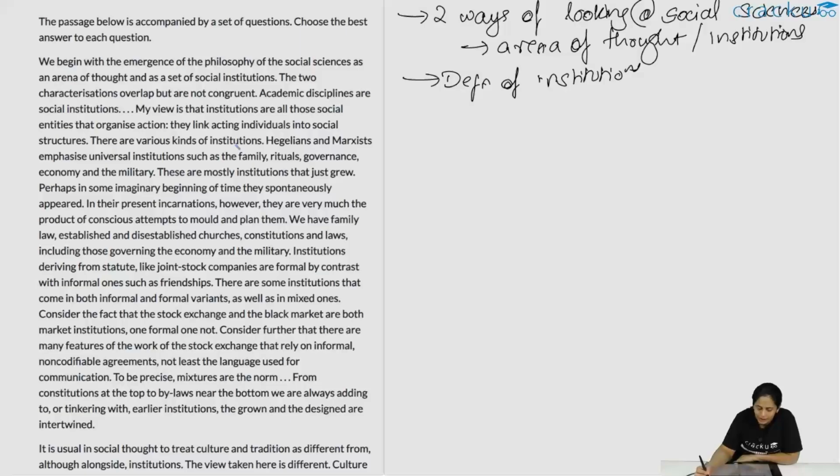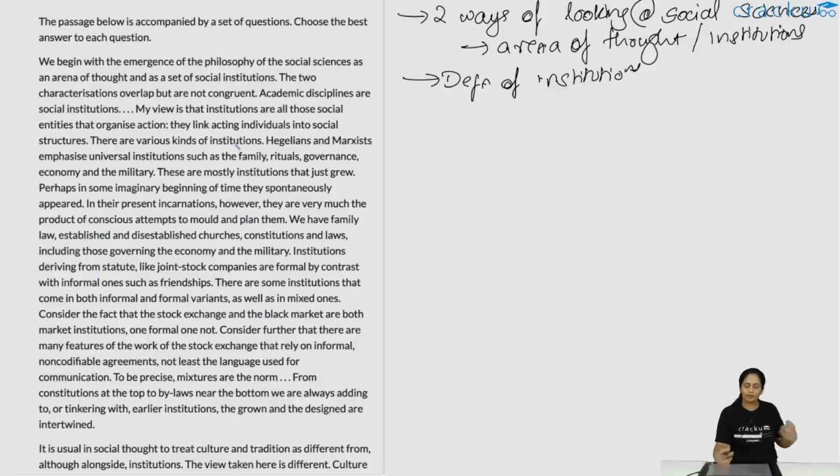My view is that institutions are all those social entities that organize action. They link acting individuals into social structures. There are various kinds of institutions. Hegelians and Marxists emphasize universal institutions such as family, rituals, governance, economy, and military. These are mostly institutions that just grew. Perhaps in some imaginary beginning of time, they spontaneously appeared. In their present incarnations, however, they are very much the product of conscious attempts to mold and plan them.